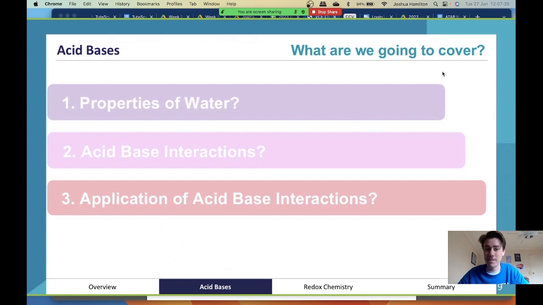But it is acid-base interaction. Acids and bases are a really key part of water because water is a neutral molecule and we can neutralize things when we have acids and bases and we put them together. And then application. How does this actually translate to a question? How are you going to have to answer this on an exam?